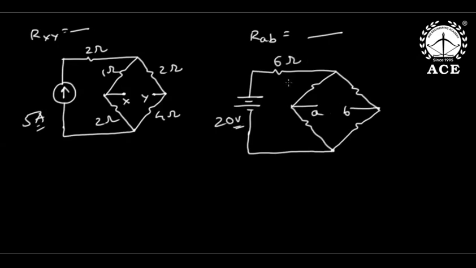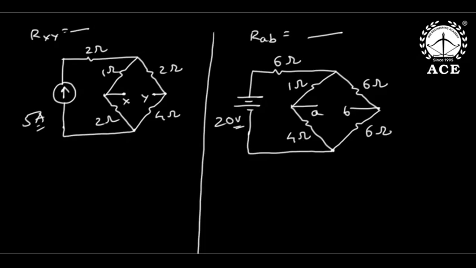6 ohm. Okay, I need RAB. Do these problems immediately, everybody. Do these two problems. Here RXY, here RAB. Everyone, 1 minute only. Left side RXY, right side RAB.